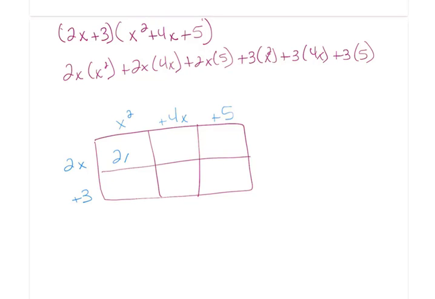So we get 2x to the third, 8x squared, 10x, 3x squared, 12x, and 15.